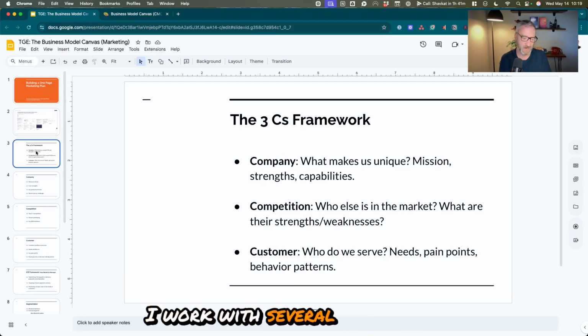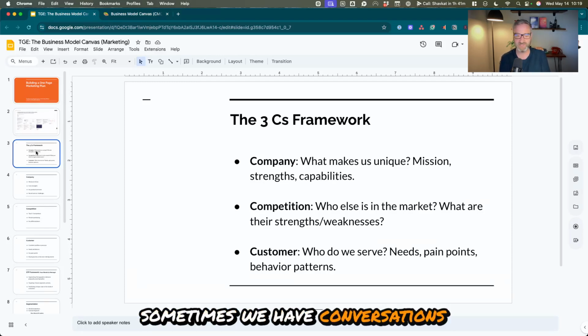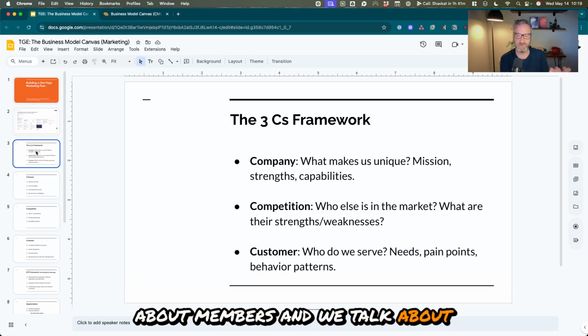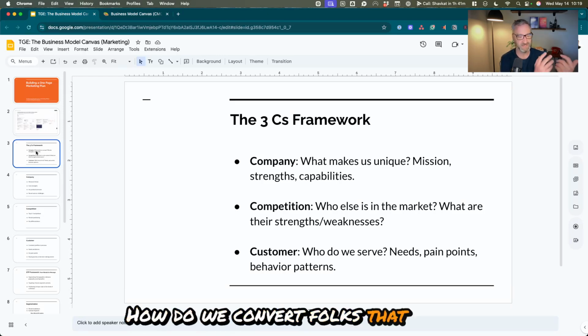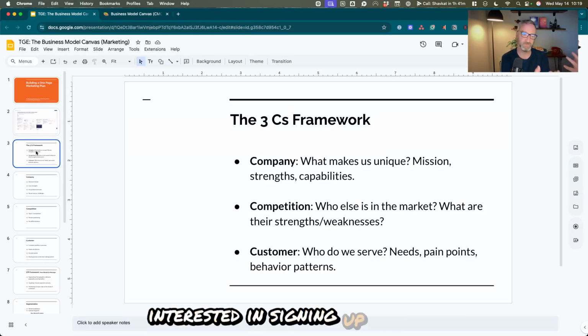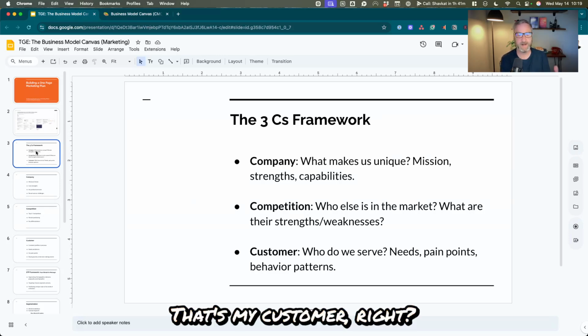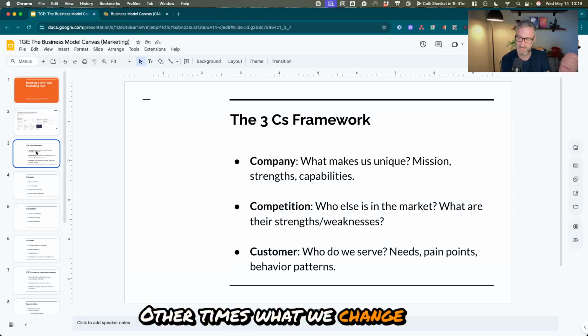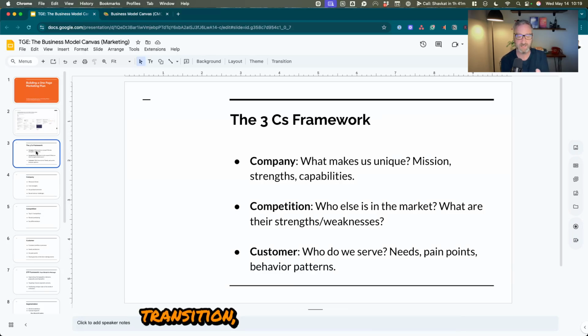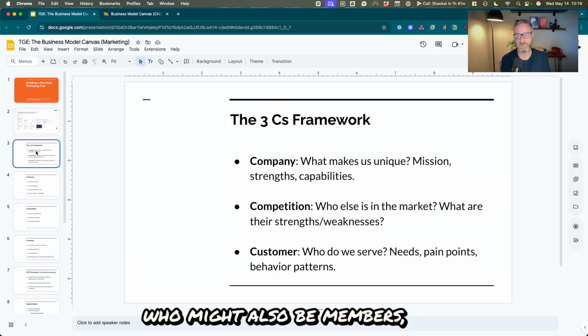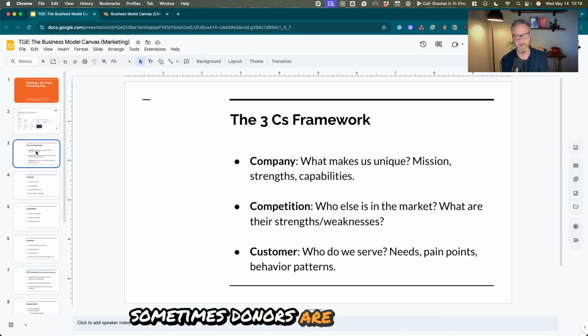I work with several YMCAs, and sometimes we have conversations about members, and we talk about reaching more members. How do we convert folks that come into the lobby that are interested in signing up for the YMCA membership? How do I convert them? That's my customer, right? Other times, we change it out, and we're very clear when we make the transition, but we're not talking about members. We're talking about people who might also be members, but they're really more donors. And sometimes donors are members and sometimes they're not.